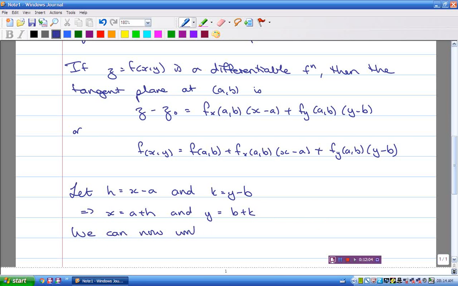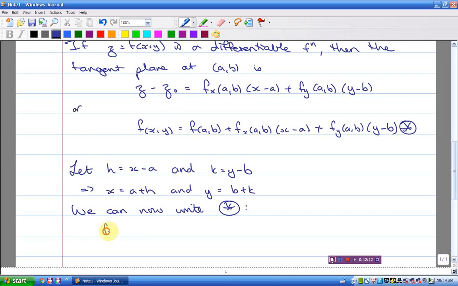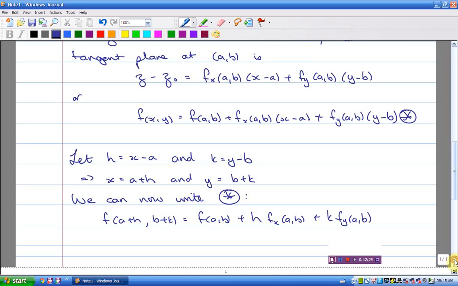We can now write this thing over here slightly differently. I'm going to write it as f of (a plus h, b plus k) equals f of (a, b) plus h times f_x of (a, b) plus k times f_y of (a, b). I'm simply rewriting that previous line, slightly more compact.